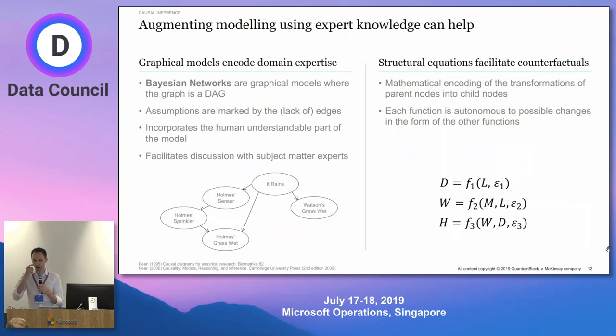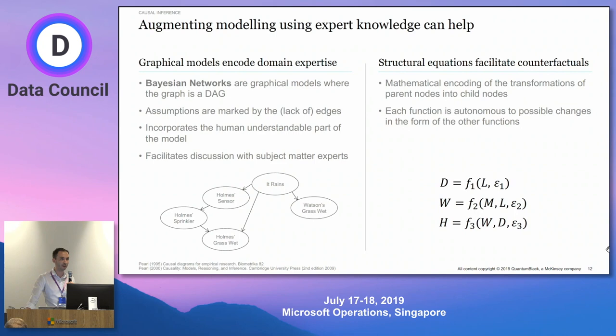I'll talk a little bit about structural equations, because they relate to each other in that what we're really looking to do is augment the models using expert help. Some people can be a little bit allergic to this, because they say, oh, but you're baking in assumptions. Well, yeah, sure, but all data science is baking in assumptions. If you apply a linear model, you're baking in the assumption that all of your features are independent. I almost guarantee that's not going to be the case.